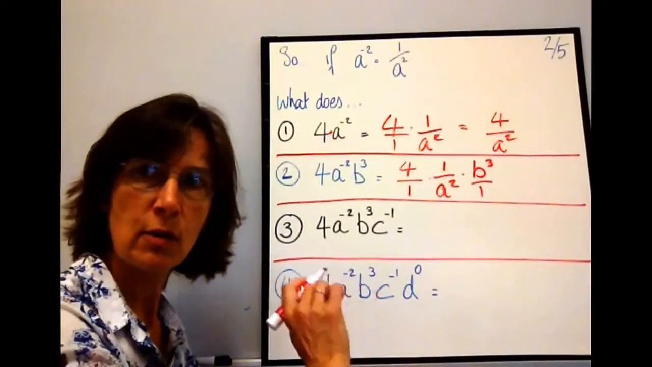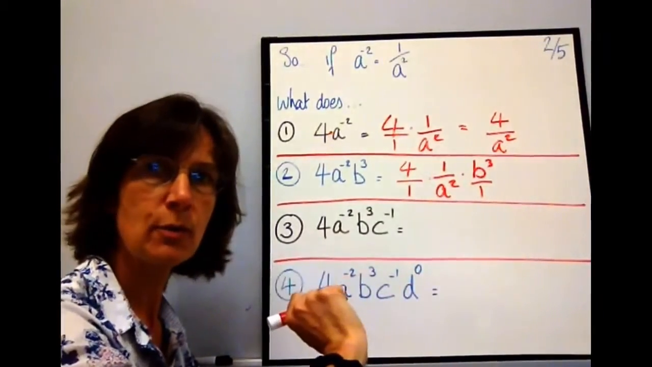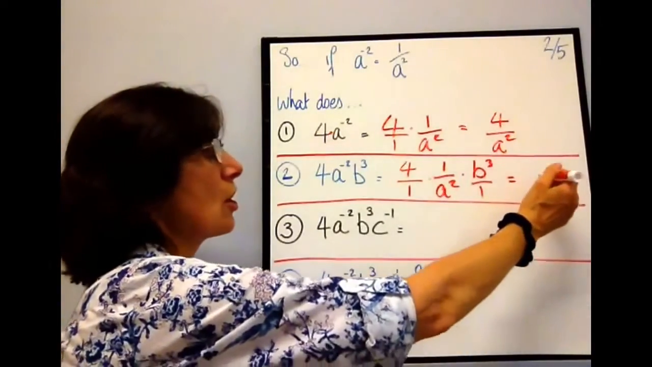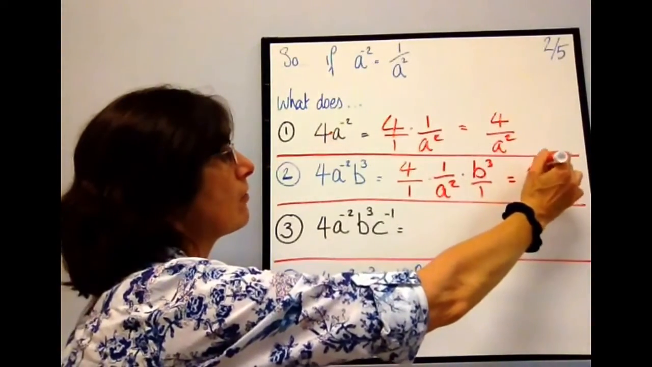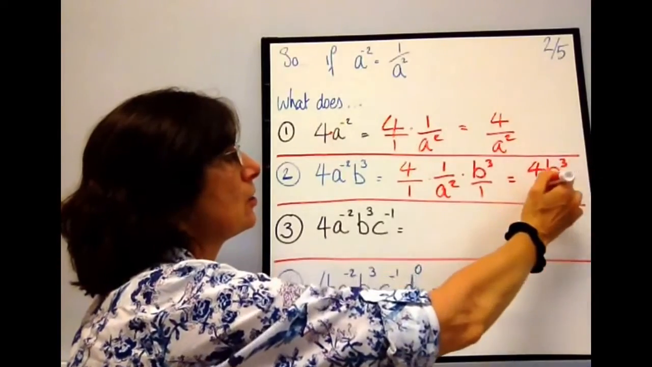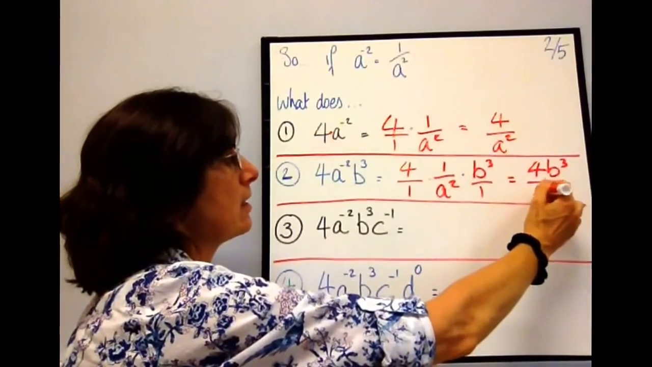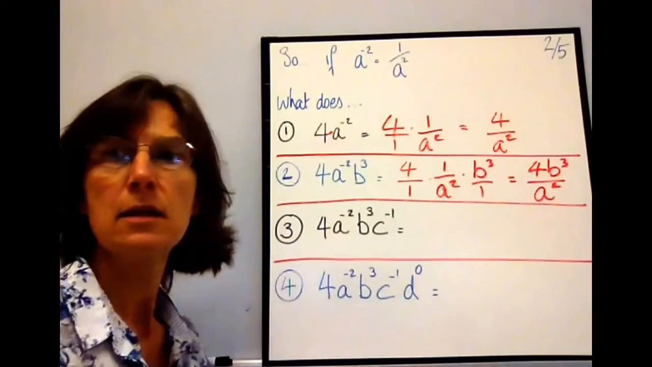And now we're just going to multiply through the tops and multiply through the bottoms. So as a numerator, I'll have 4b cubed and a denominator of a squared.